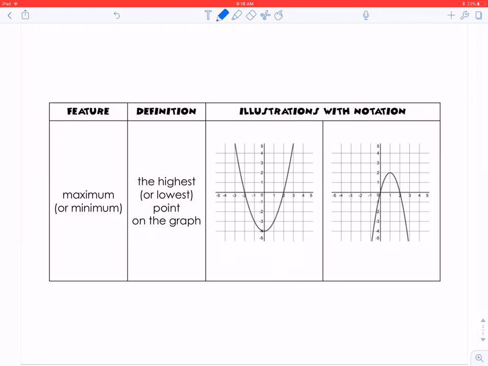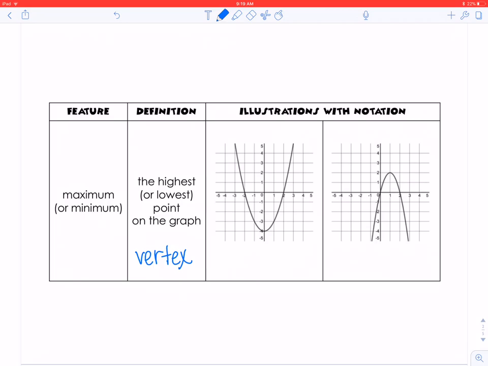So let's go ahead and start with maximum or minimum. Maximum or minimum is the very highest or lowest point on the graph. And so we know the highest or lowest point as the vertex. And so we're just increasing our vocabulary and really determining where that vertex is located. Is it the highest point or the lowest point? So let's check our first graph.